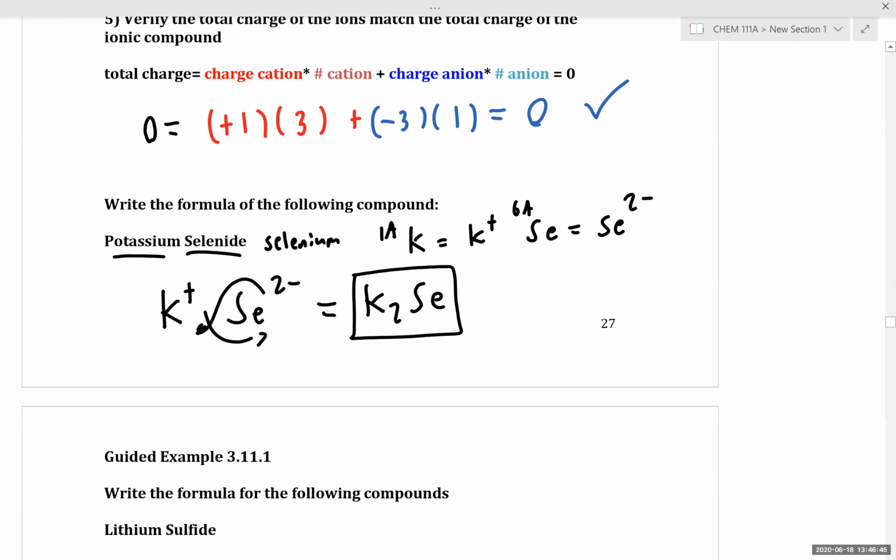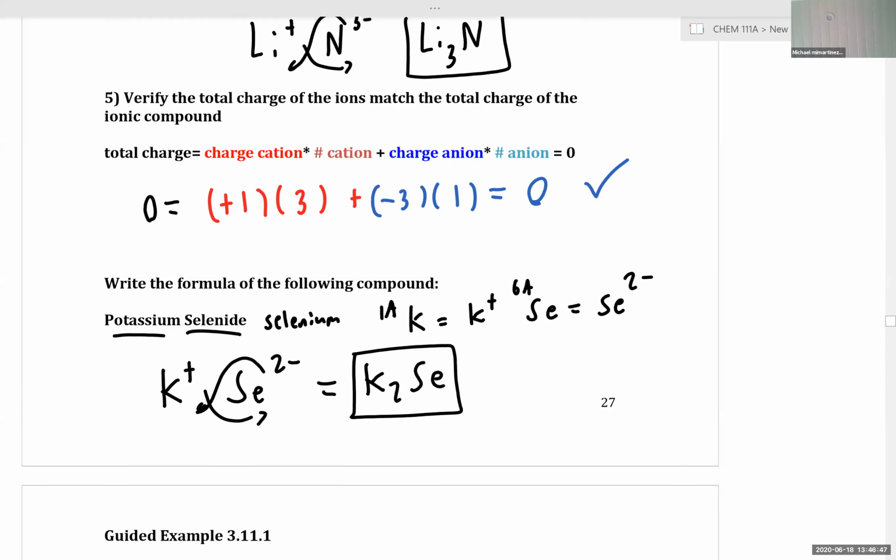Oh, no problem at all. So why does the 2- end up being positive, but the plus doesn't end up being negative? Because a subscript, if it's representing the number of atoms, you can't have a negative subscript by definition, because there's no such thing as a negative number of atoms. Does that make sense?